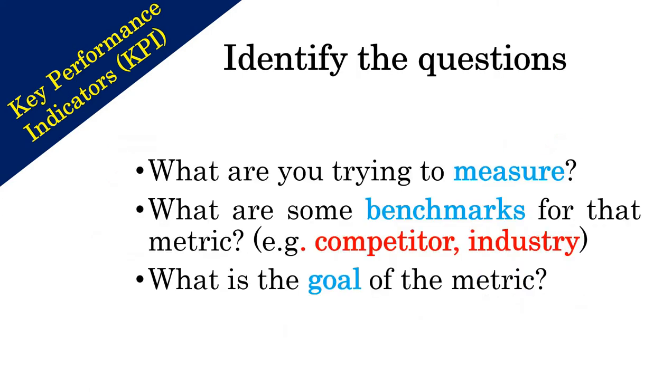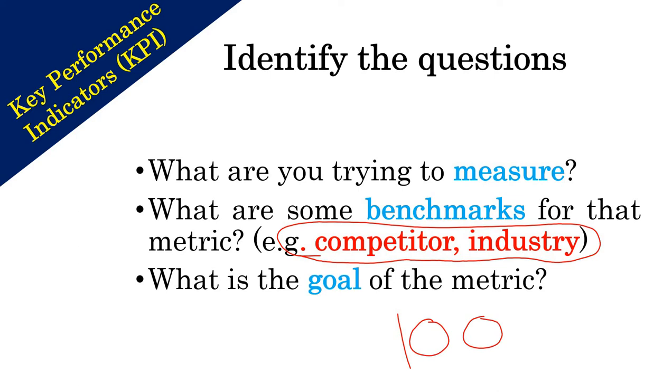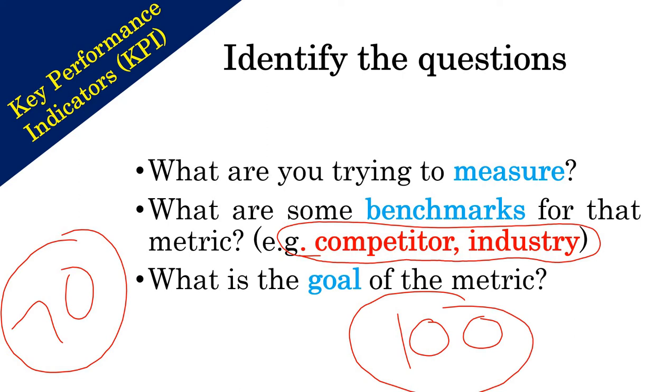The first step is to identify the questions. What are you trying to measure? Are you trying to measure your net income, your gross profit, your total sales? What are some benchmarks for that metric? Yes, this is the point. What are the benchmarks? Your competitors, your industry. Say for example, your competitors are selling 100 units and you are selling say 70 units. If you compare these two numbers, you can see that you are not doing well in comparison to the industry average. And what is the goal of the metric?